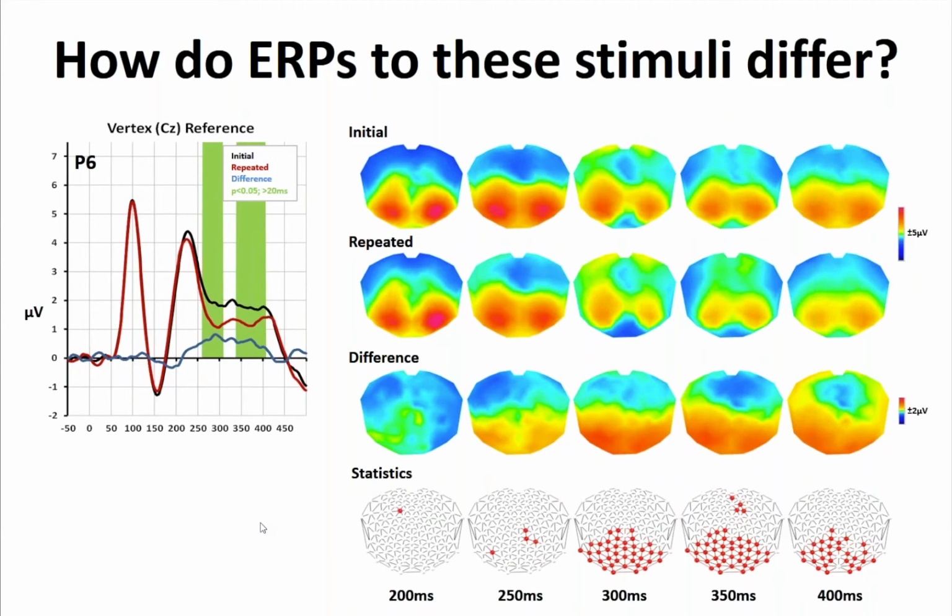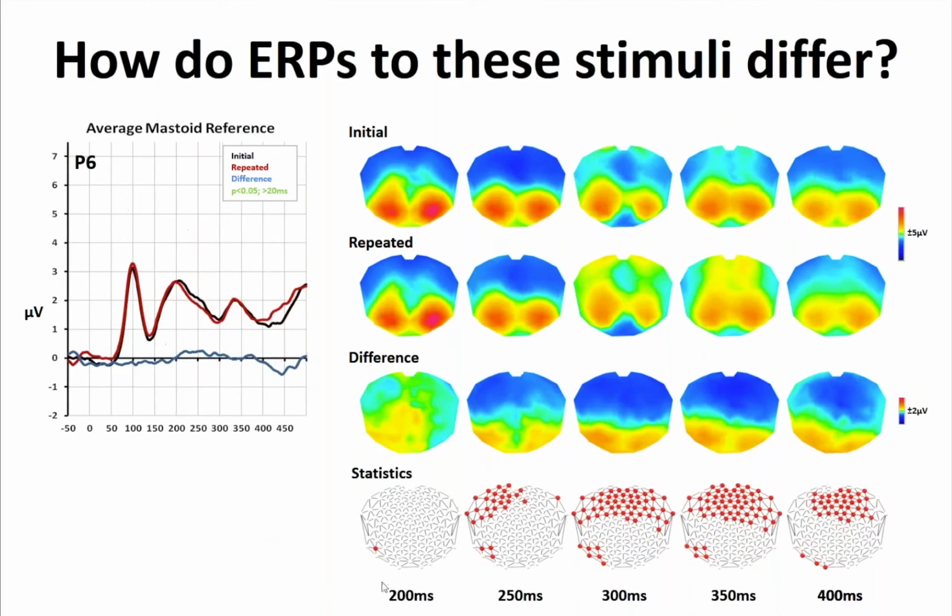Whereas if you change the reference, not only do the waveforms change, no difference now at this electrode P6, but all of the statistical difference not only moves in space, but also moves in time. So things can look very, very different depending on what reference choice one makes.